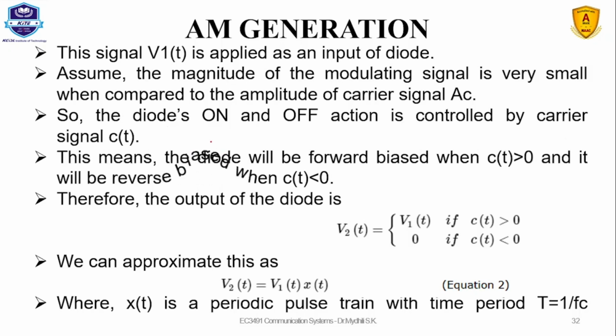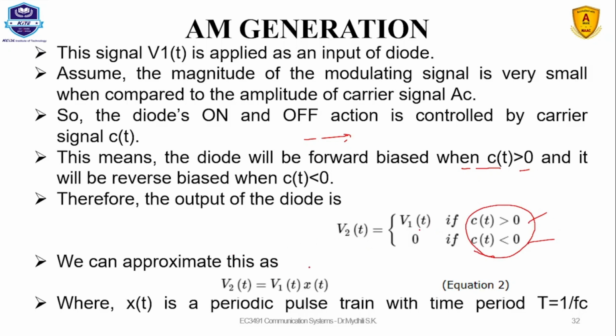The diode's on and off action will be controlled by means of the carrier signal c(t). So the diode will be either forward biased or reverse biased. It is forward biased when the carrier is greater than 0, and reverse biased when it is less than 0. Therefore the diode output can be given in terms of V1(t), depending on whether the carrier is greater than or less than 0.